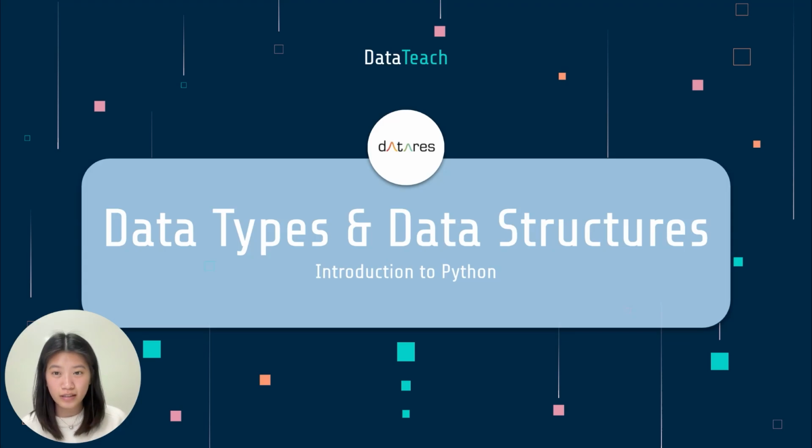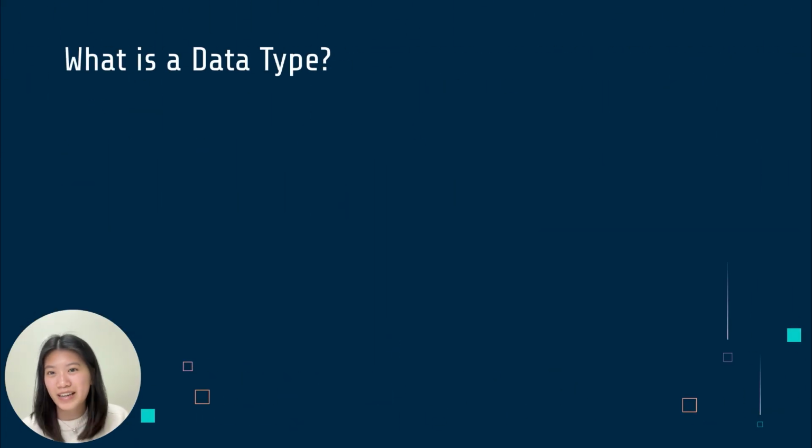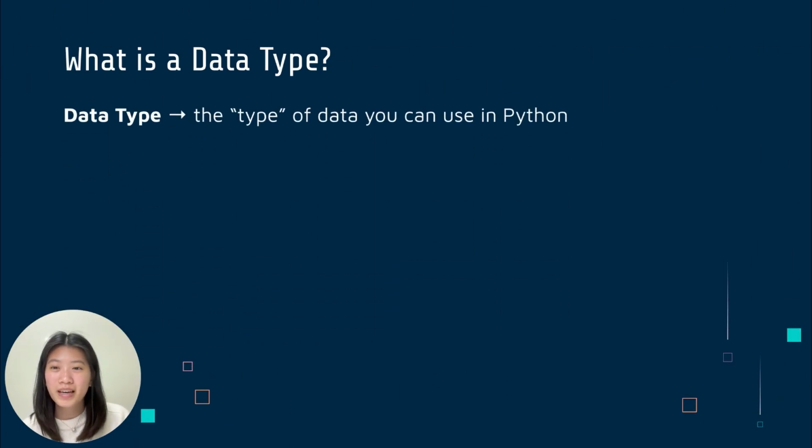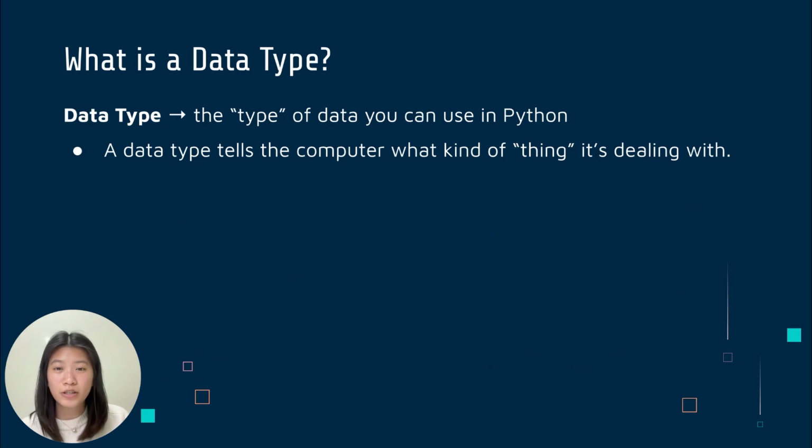Today we'll be discussing Lesson 2, which is on data types and data structures. So what exactly is a data type? A data type is the type of data that you can use in Python. So imagine you're organizing a box of things, and each thing in this box is a different type of thing. So for example, you might have a book, you might have a computer, or you might have a sweatshirt, and you have to be able to know what each thing is in order to be able to use it properly. So in Python, a data type just tells the computer what kind of thing it's dealing with.